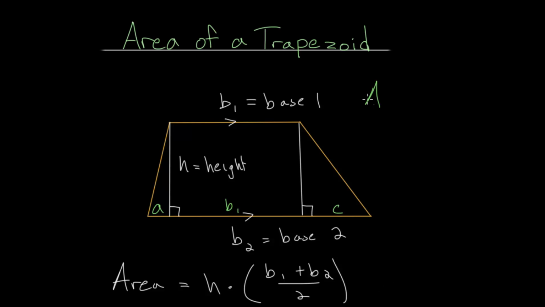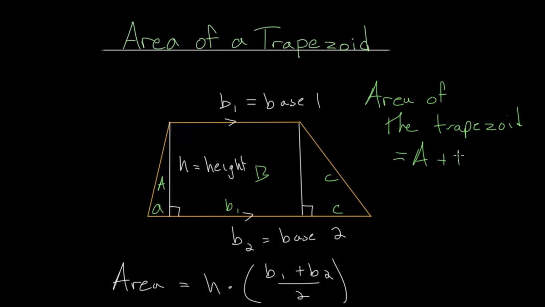So the area of the trapezoid, we could split up into these three different pieces. We can call this A, we can call this B, and we can call this C. So just like with composite shapes, we break them up into smaller shapes and then find the area of each of those and add it together.